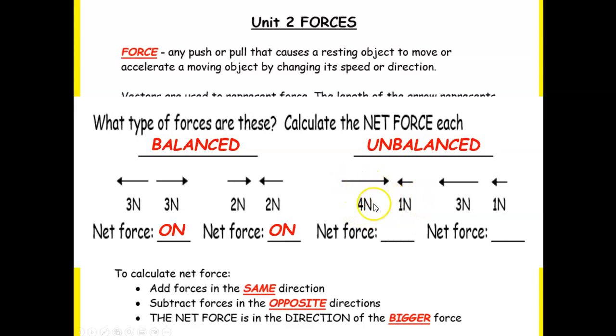So therefore, it's 4 newtons to the right minus 1 newton to the left, so therefore it's 3 newtons to the right. These are in the same direction, so 3 newtons to the left, 1 newton to the left. Add them together, it's 4 newtons to the left. That's how we calculate net force.